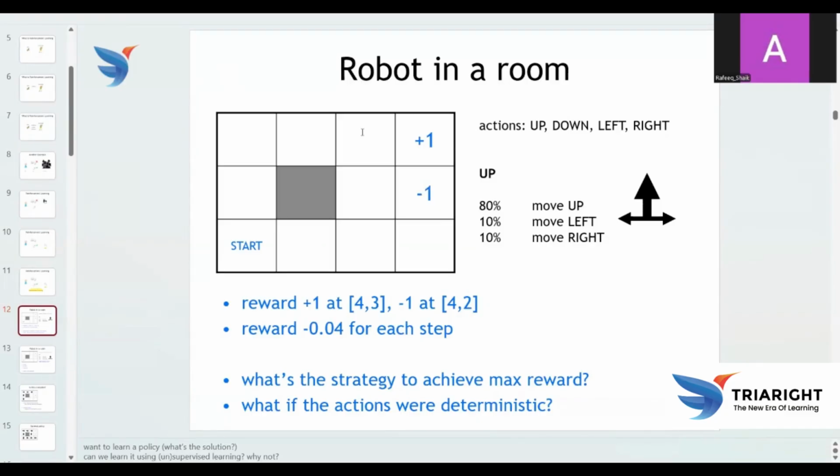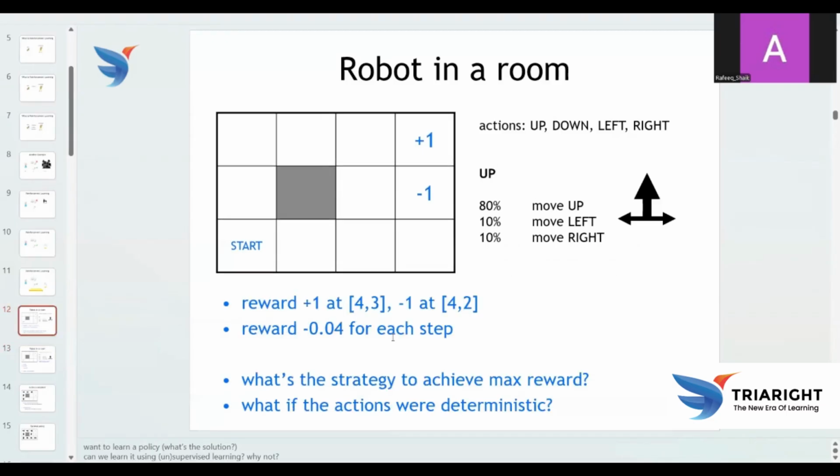Here we can say rows 1, 2, 3 and here columns 1, 2, 3, 4, like that. So here we have (4,2) as the point of minus one and (4,3) as the point where we have plus one. It is a reward. And another reward is for each step: minus 0.04 for each step.